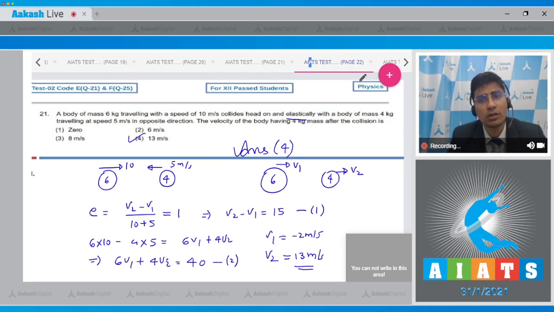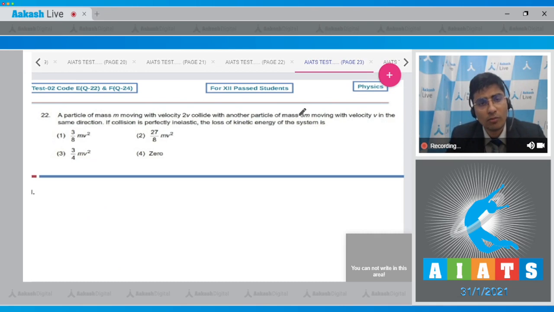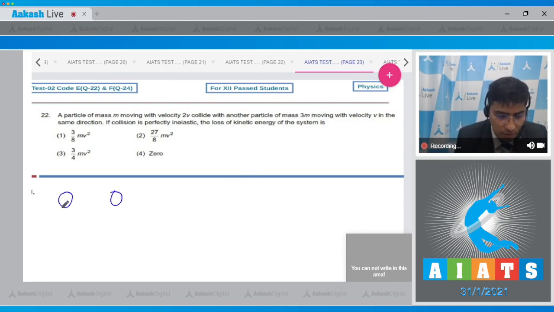Now let us move to question 22. Question 22 says a particle of mass m moving with velocity 2v collides with another particle of mass 3m moving with velocity v in the same direction. If the collision is perfectly inelastic, the loss of kinetic energy of the system is to be calculated. Students, it is given that initially the masses are m and 3m. Now m is moving with a velocity 2v and 3m is moving with a velocity v. After they collide, they will stick together as the collision is perfectly inelastic and they will move with the velocity v1.